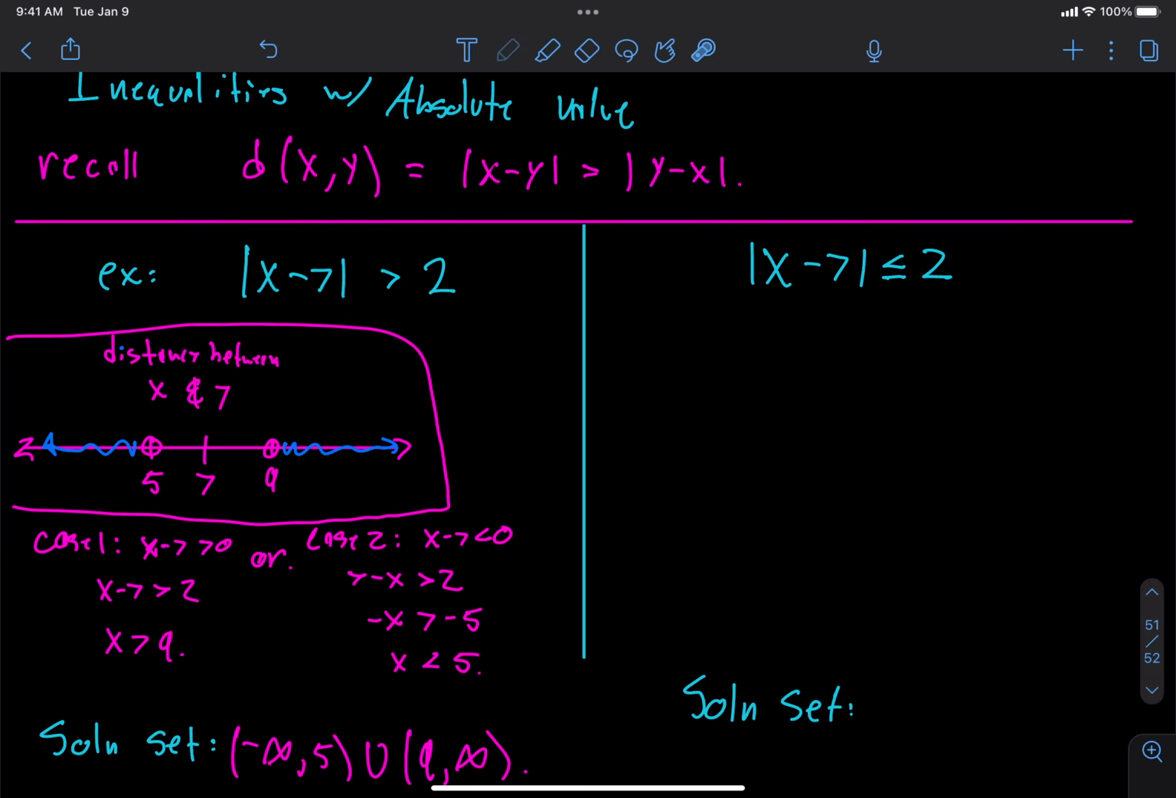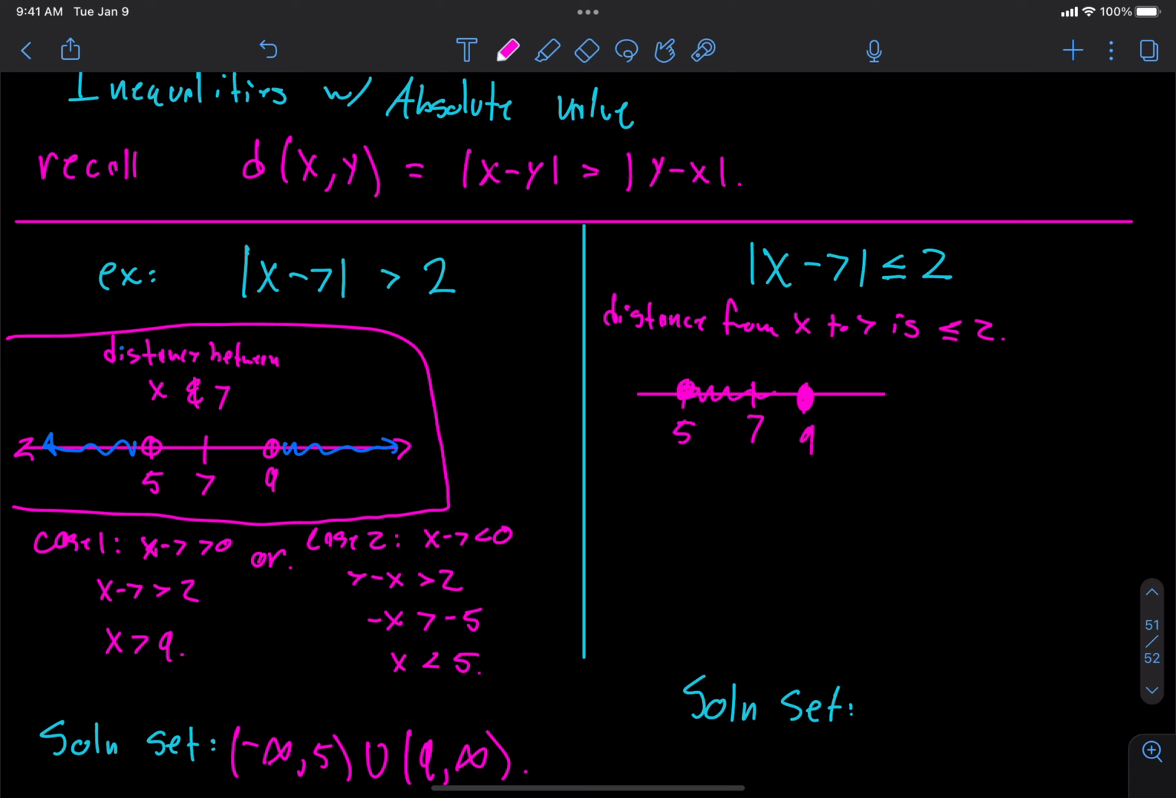Okay, so next up we have this one, which says, roughly speaking, the distance between x and 7, or from x to 7, is less than or equal to 2. So on a number line, what would that look like? We'd have 7, and then we'd go out to 9 with a closed dot, and 5 with a closed dot, and then we'd graph everything in between, right? Because those are all the numbers x whose distance is less than 2 away from 7, or equal to 2 away from 7. So that's, loosely speaking, what we're doing.